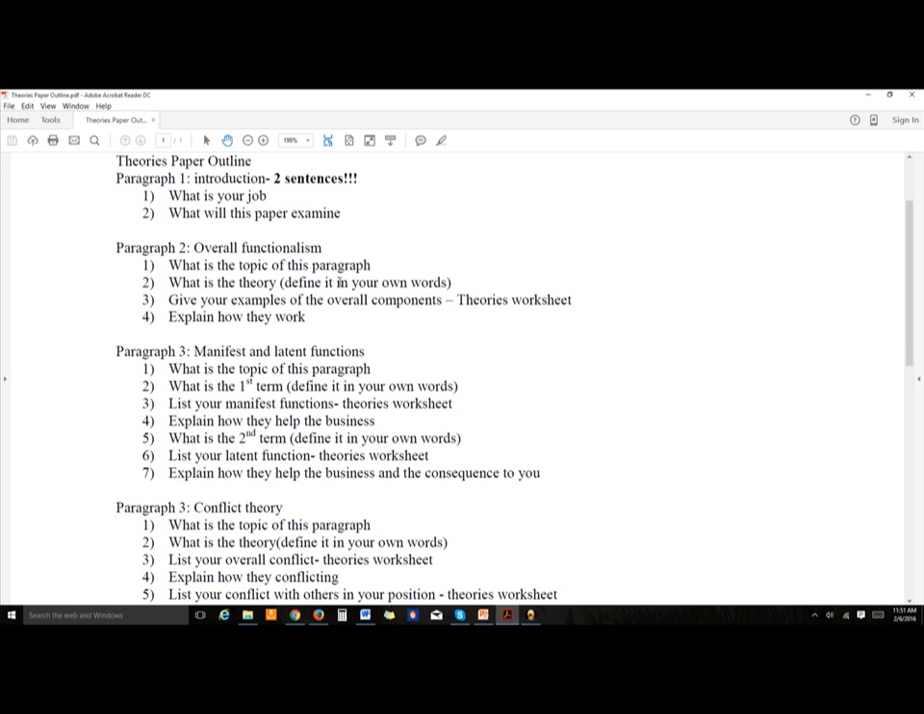Then go to your theories worksheet. Who were the overall roles you said were the components of your workplace? So like at Edison or any college, you have the deans, the teachers, the students, the VPs, the financial aid specialists, college resource specialists, the cashiers, all those. Who did you say were the components? List them. Then explain how they work.